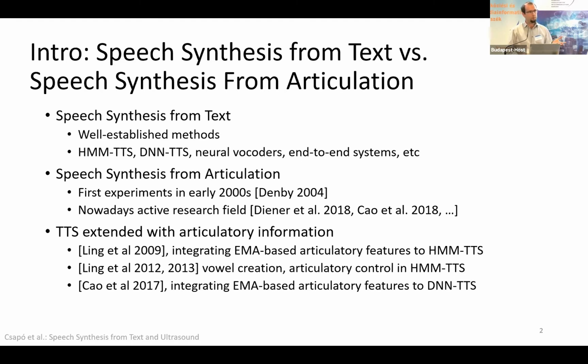There are a couple of relevant papers in the literature, about text-to-speech systems which are extended with articulatory information, like by Ling and his colleagues and Cao and his colleagues. They integrated electromagnetic articulography-based features into hidden Markov model-based speech synthesis. And they have shown that if in the target of the mapping there is also articulatory information, then it might be useful also for the naturalness of the synthesized speech.